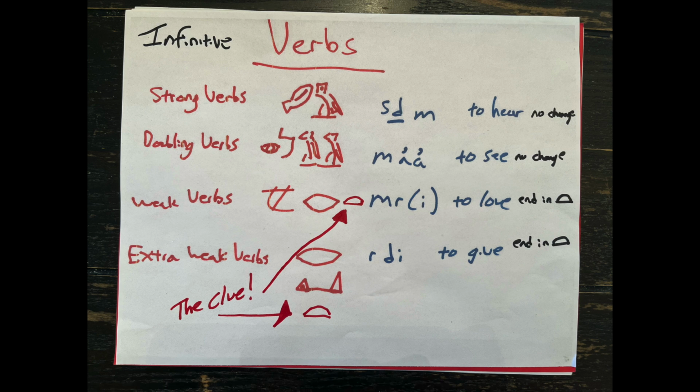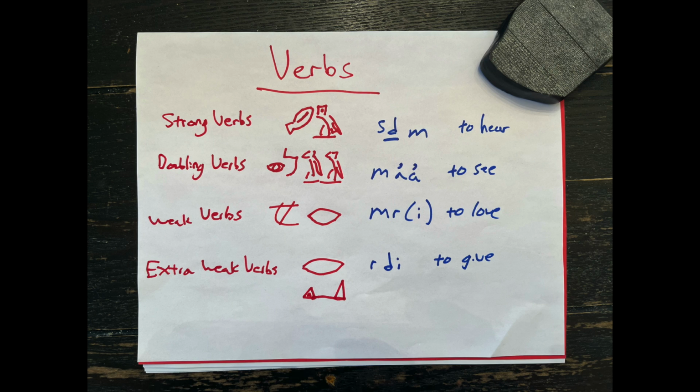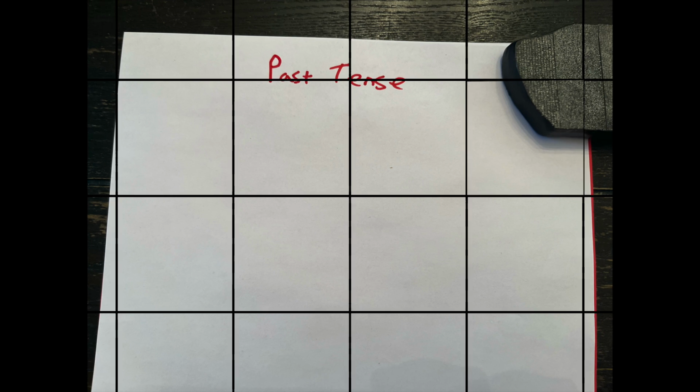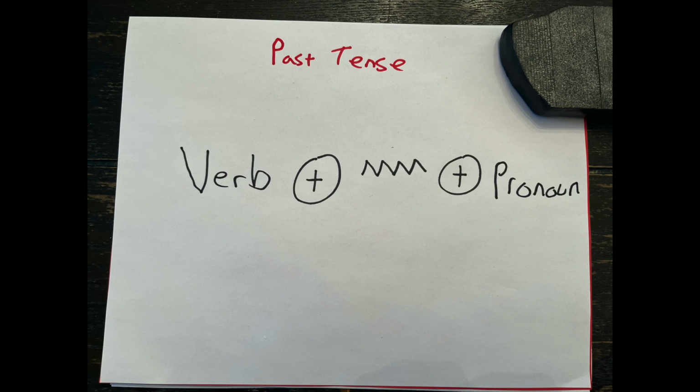We looked at the infinitive verbs and the clue that the extra weak and the weak have an extra T at the end. That's how you can tell if you are in the infinitive form, that you're loving, not just love. All right, so knowing that there are four types of verbs, and right now don't worry about knowing what type of verb you're dealing with, let's just talk about the tenses. So we're going to talk about past tense now.